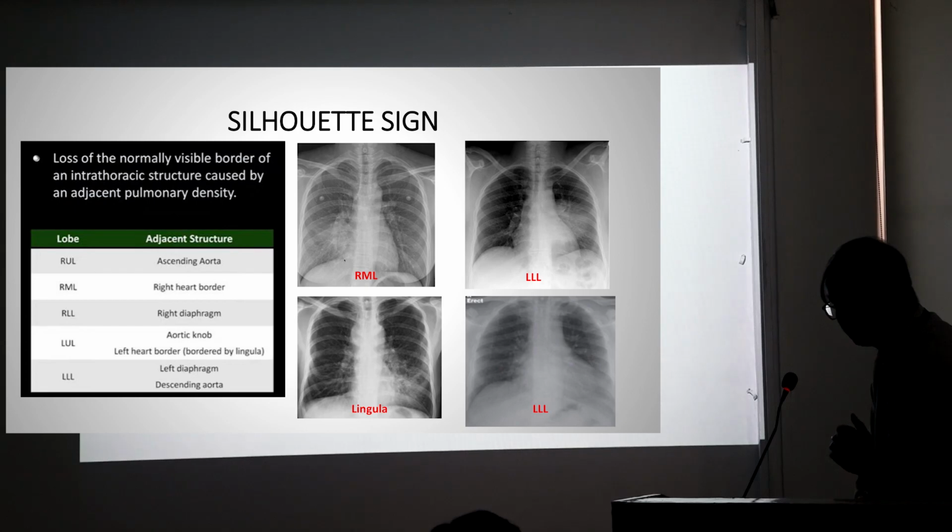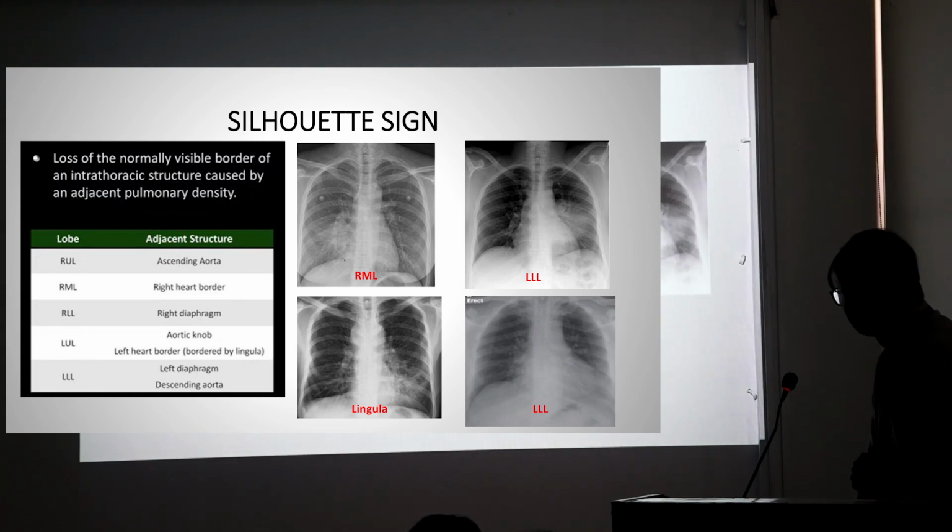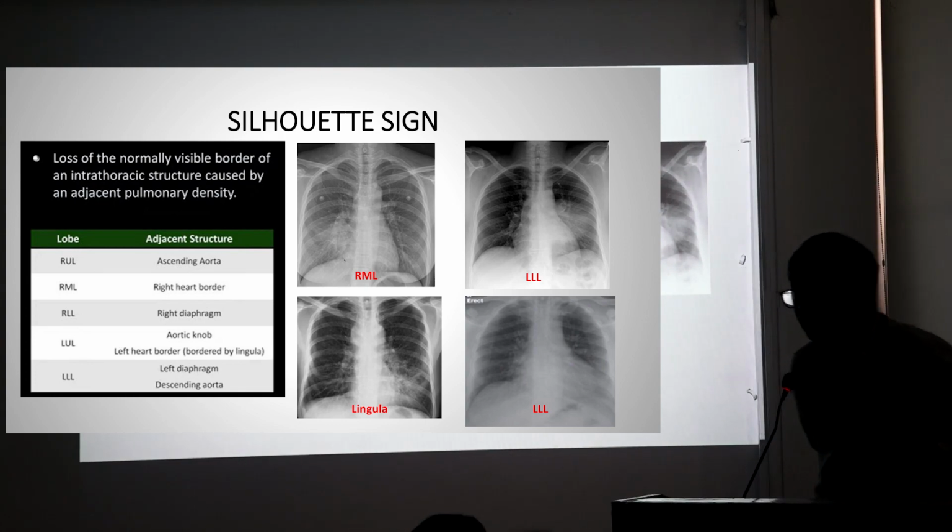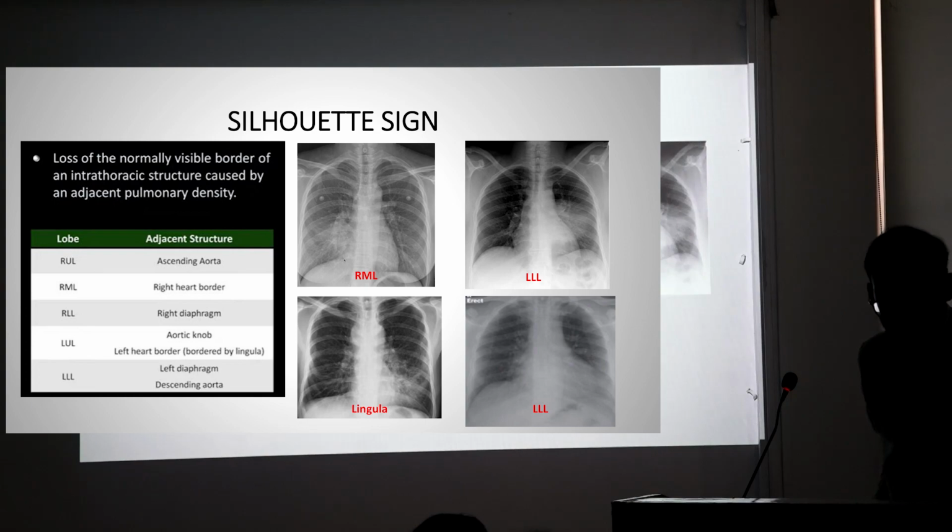So in this X-ray, can you please mention in which lobe the pathology is? Right now, because the right heart border is very fuzzy, right? So this is in the RML, right middle lobe. This one? Pardon? Why do you say lingula? You have to justify now.